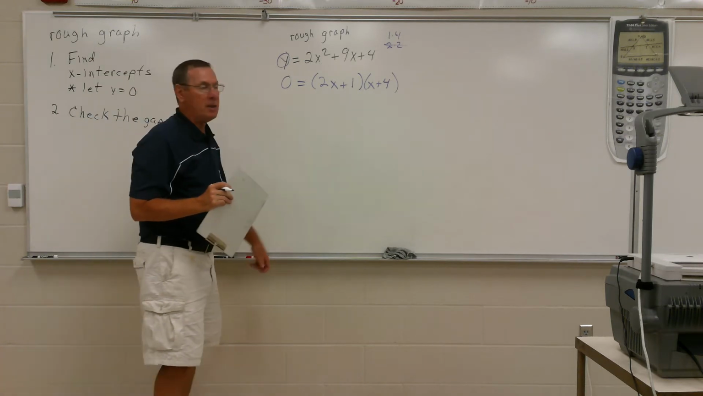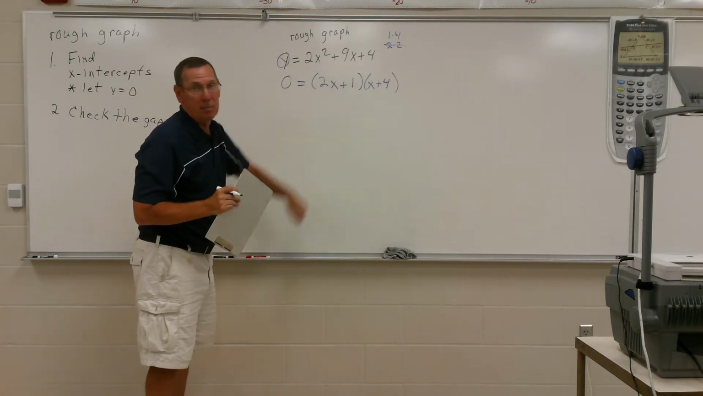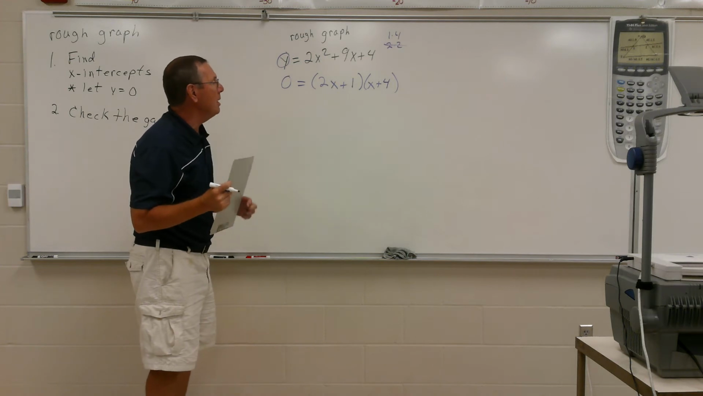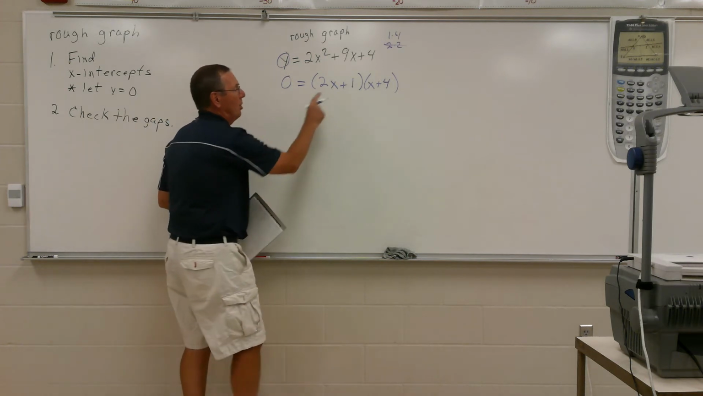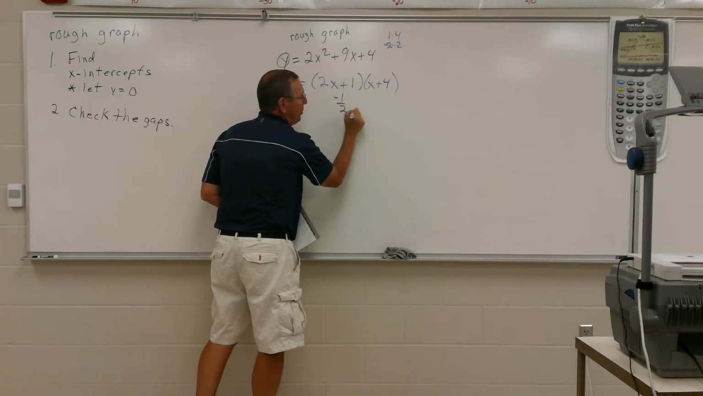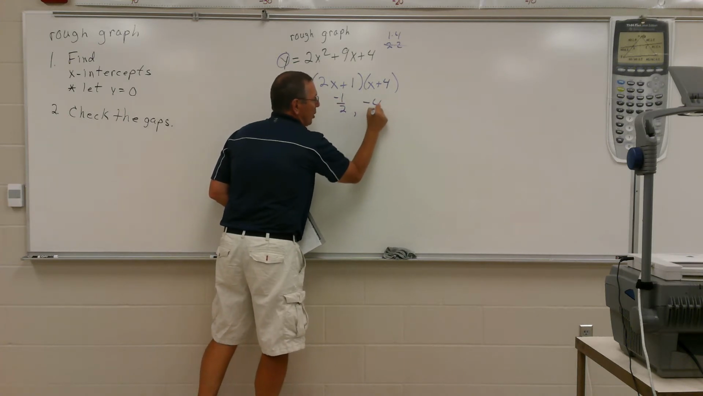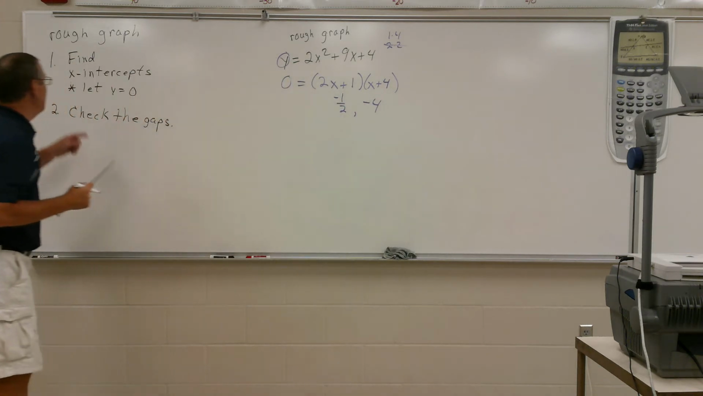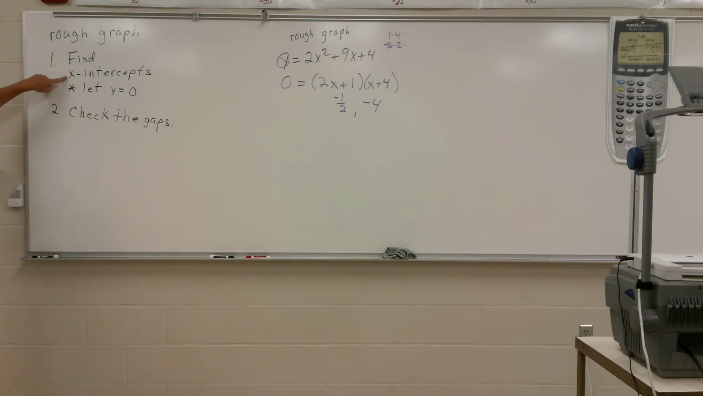Why do I do this? Because I love it when I have something times something equals 0. If you have something times something equals 0, one of those guys has to be 0. If this were equal to 0, I'd subtract 1 and divide it by 2. If that were equal to 0, I'd subtract 4. And there we've done the first step of this. We found our x-intercepts.